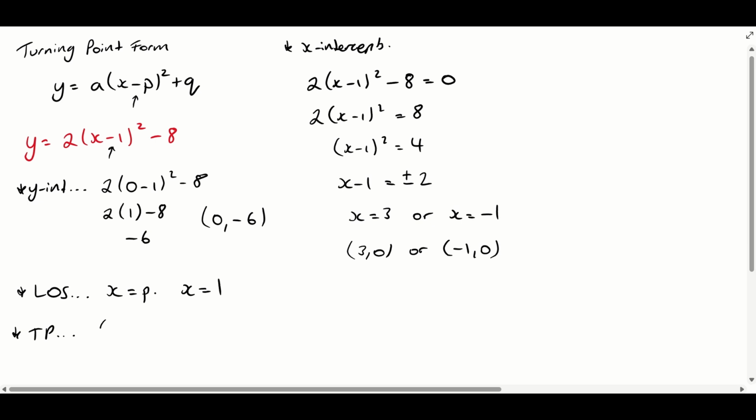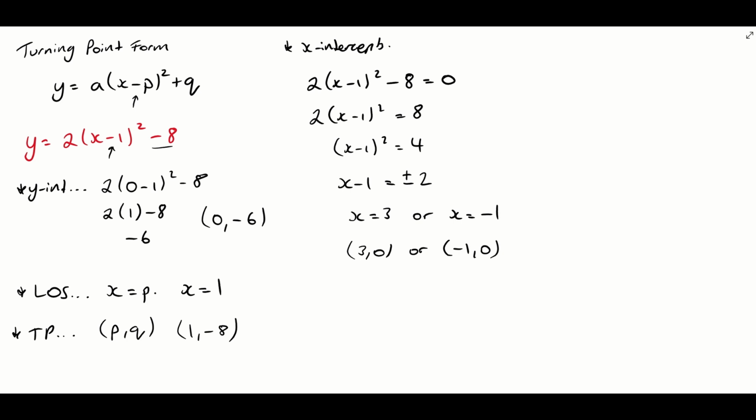So our turning point is actually at (p, q). So that's kind of cool, our turning point form. So in this case, our q is minus 8, so our turning point is at (1, -8). So p, q. So line of symmetry is at x equals p, and the turning point is (p, q). So we get (1, -8) is our coordinate for our turning point.